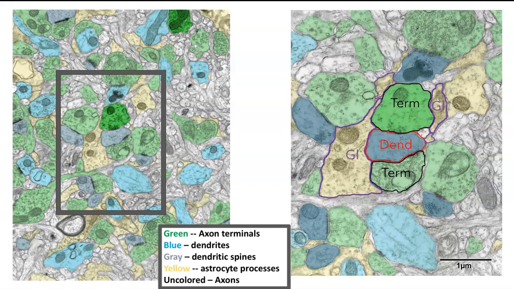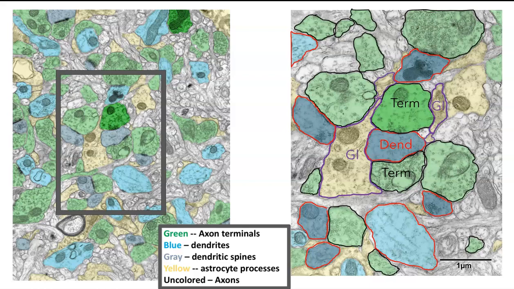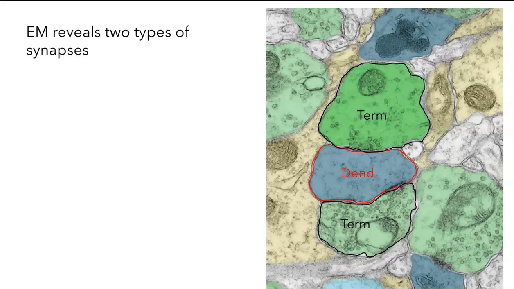Now, it looks crowded, and if you look, you can see there are a whole bunch of other dendrites present, and they might be dendrites from the same neuron, they might be dendrites from a different neuron. There are a whole bunch of different axon terminals making synapses, and there are a whole bunch of glial cells.